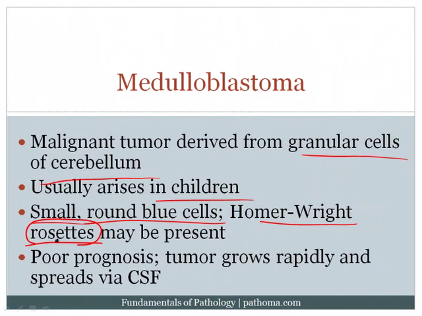This tumor has a poor prognosis. It grows rapidly, and it can then enter into the fourth ventricular space, and using the CSF, it can then drop down to the spinal cord and involve the cord. And those are called drop metastases, and that's also particularly high yield.